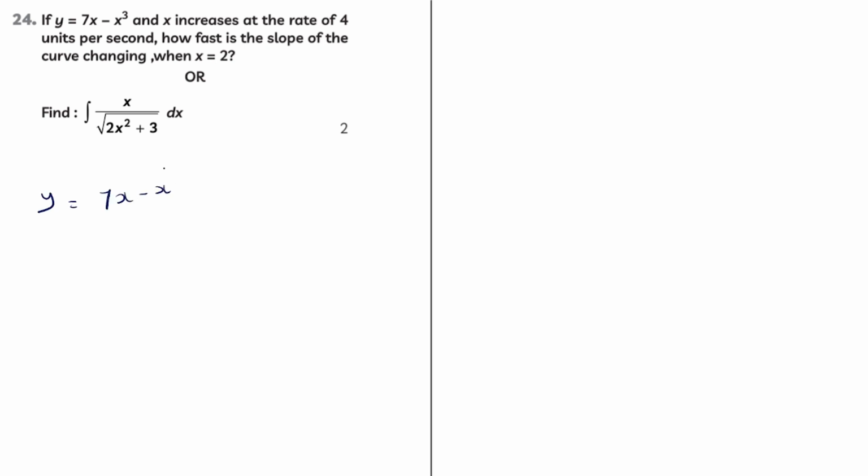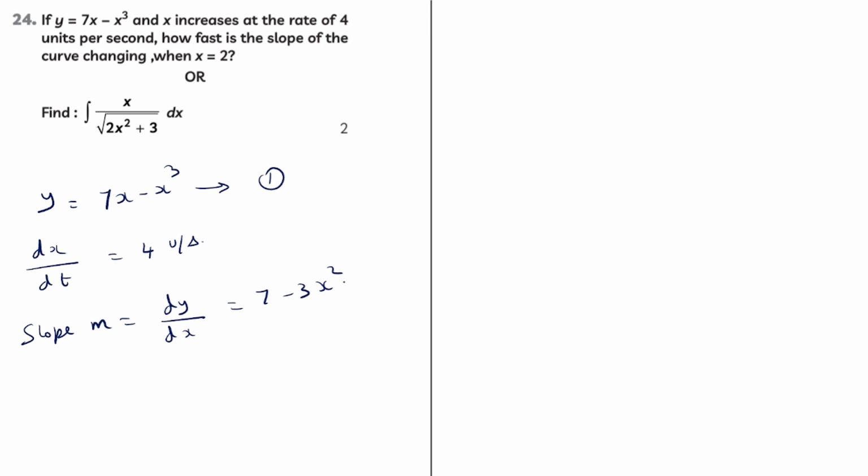Y equal to 7x minus x cube. They have given dx by dt. It is equal to 4 units per second. Now let us find the slope. So slope m equal to dy by dx. It is 7 minus 3x square.